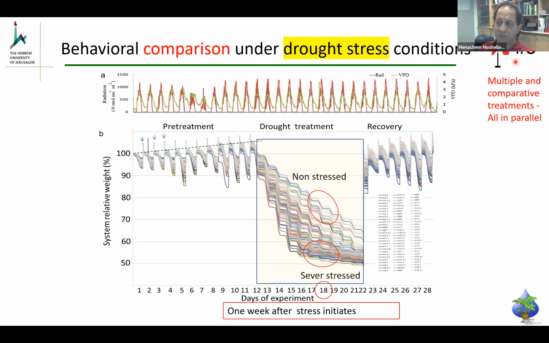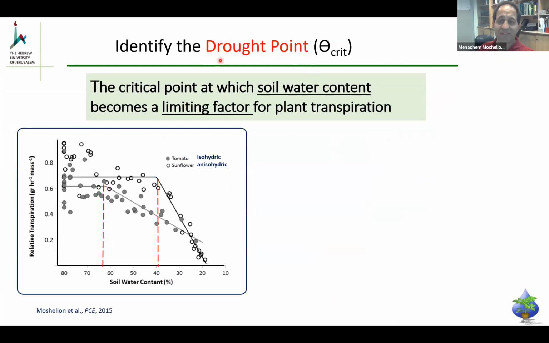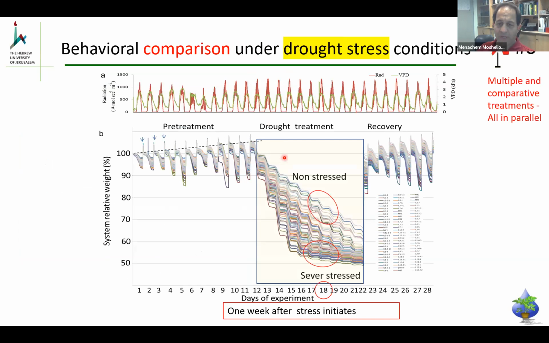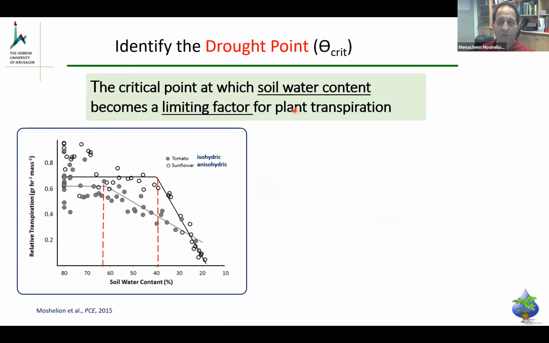So this is the next challenge, to find a way to control this drought in a way that you will know what the drought point is. What do I mean by this? Drought point is a physiological parameter. Here, when I expose my plant to drought, I don't exactly know at which part on the graph the plant actually starts to suffer. Maybe here, maybe here. Each plant actually starts to respond to the drought at a different point. This point we call the drought point or the theta crit. Theta is the soil water content at which the water becomes the limiting factor for transpiration.